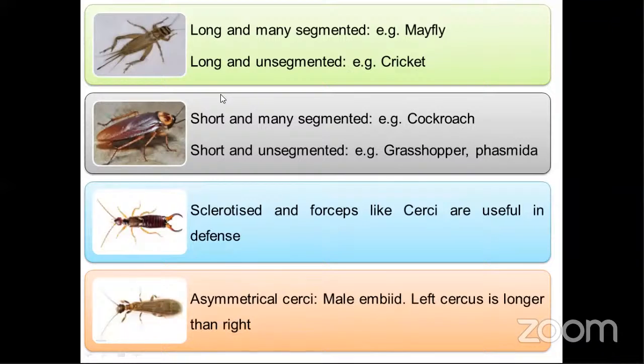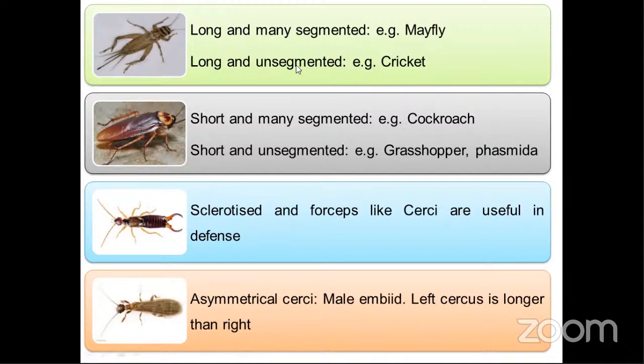Next, cerci. Cerci are present in between the epiproct and paraprocts. In the case of ICAR examinations, these 4 points are very, very important. Cerci are long and many segmented in the case of mayfly. Sometimes they will ask mayfly, sometimes they will mention Ephemeroptera, so don't confuse it with the order. Mayflies, Ephemeroptera: long and many segmented.